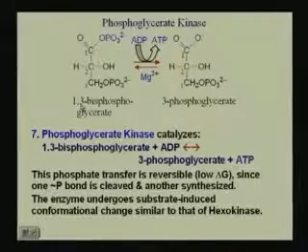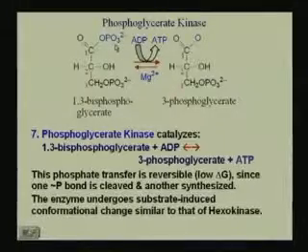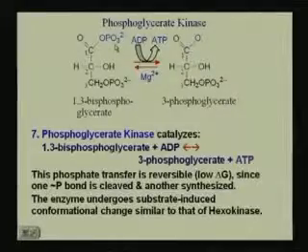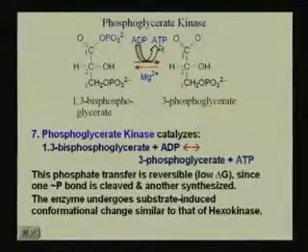So now we have landed up with 1,3-bisphosphoglycerate. Now what happens is this phosphate is taken up by ADP to produce ATP. Okay? So we have now the first reaction where we have produced ATP in our glycolysis step. Okay? So ADP, one of the phosphates from 1,3-bisphosphoglycerate, the first one, is lost to ADP, which produces ATP.